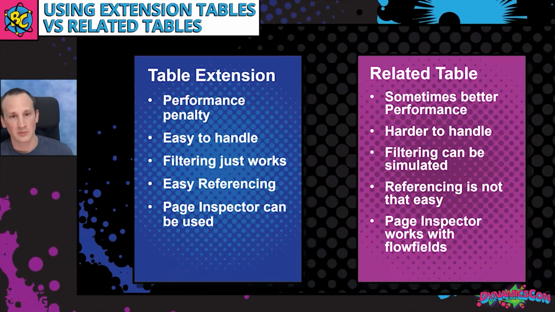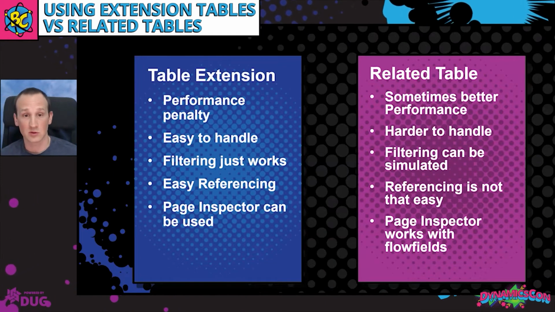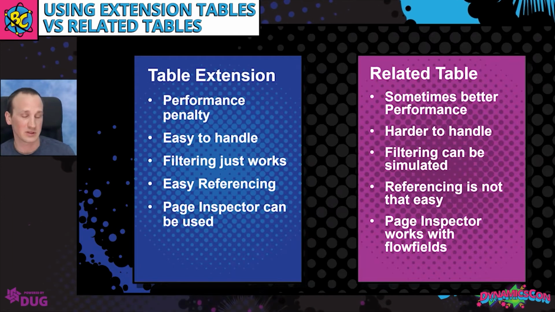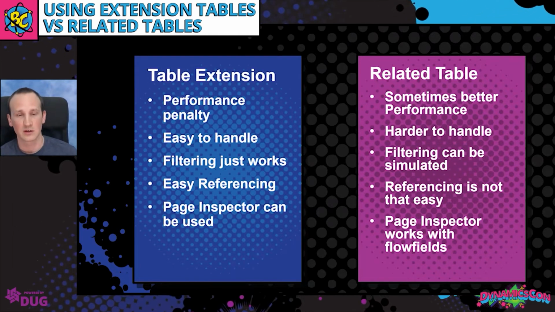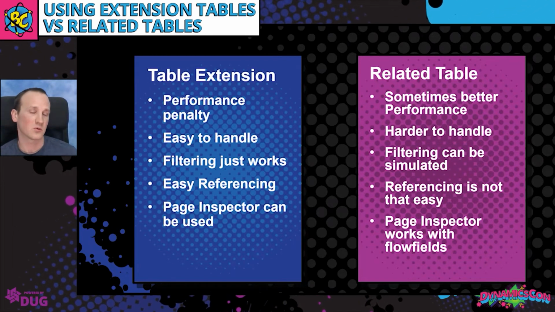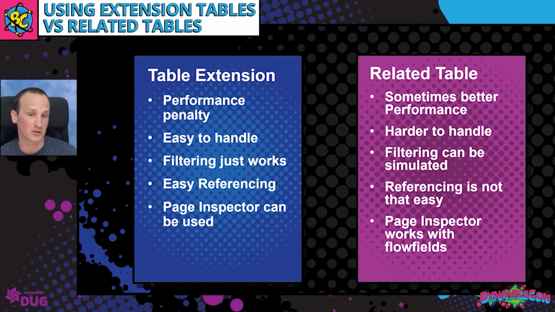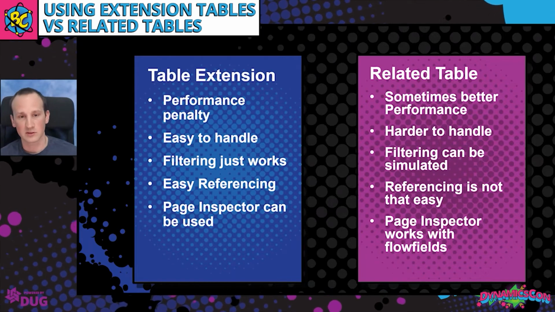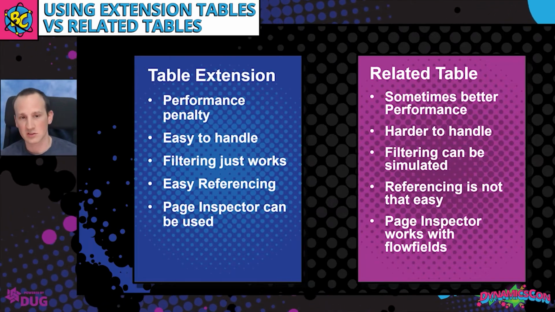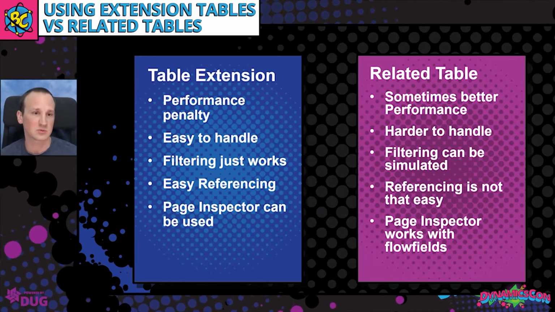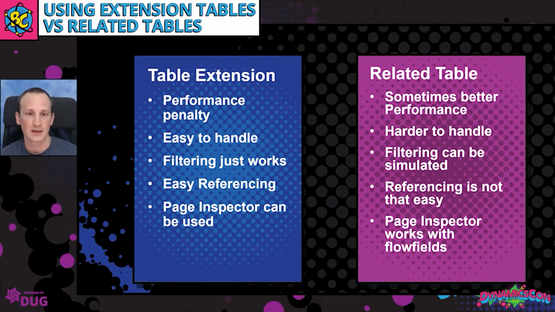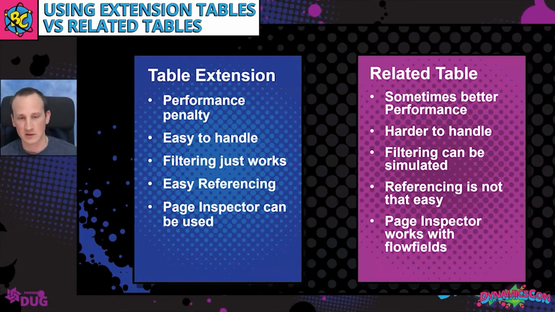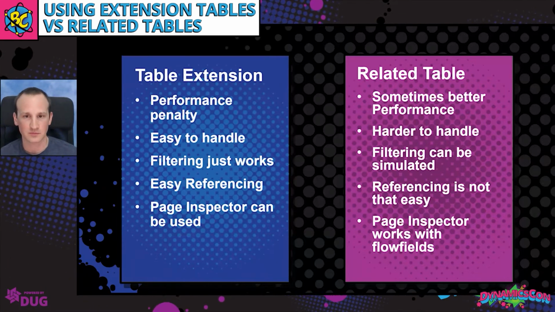Related tables are a bit different. Sometimes they do have a better performance. They are harder to handle as we have to take care of multiple aspects for which the table extension took care already. Filtering can be simulated using flow fields. Referencing along the pages and objects is not as easy as it is with table extensions. Page inspector does work with flow fields, but only if the flow field is shown on the page.